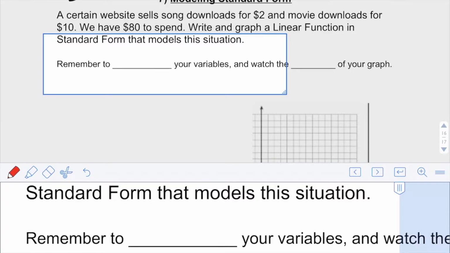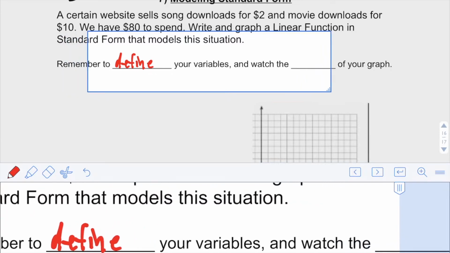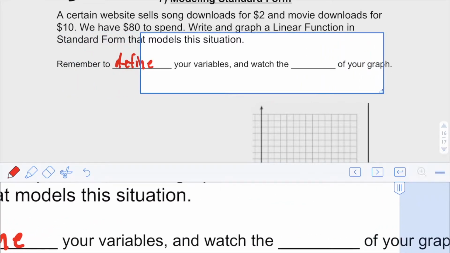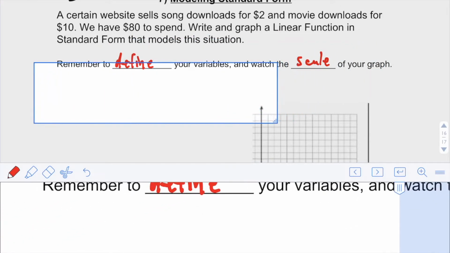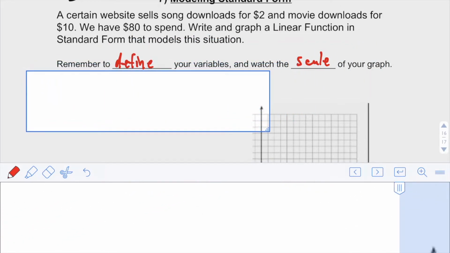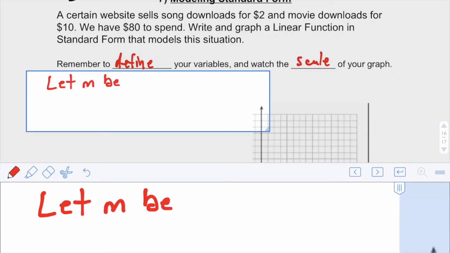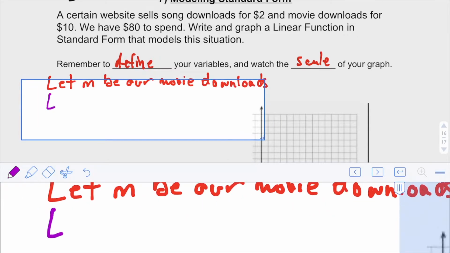So what we want to do is remember to define our variables. And then also we want to make sure that we watch the scale of our graph. And remember, the easiest way to do scale is to make a table. So first let's define our variables. We want to let M be our movie downloads, and we want to let S be our song downloads.